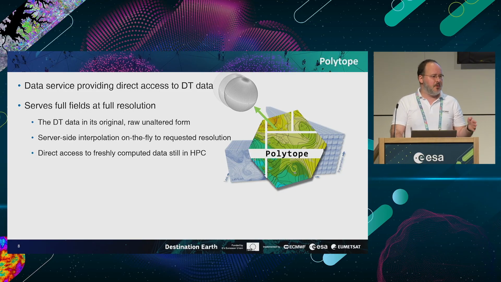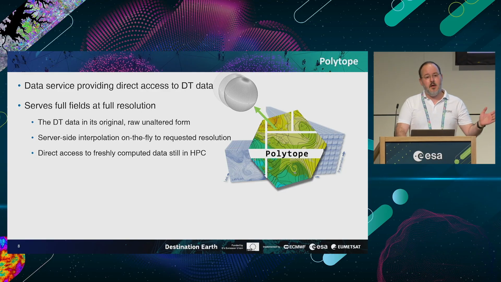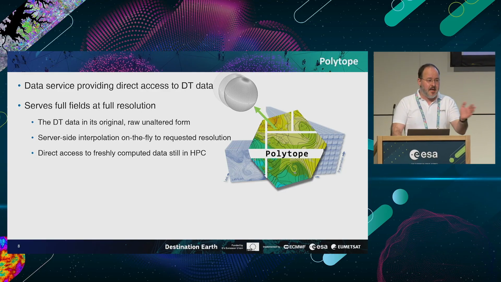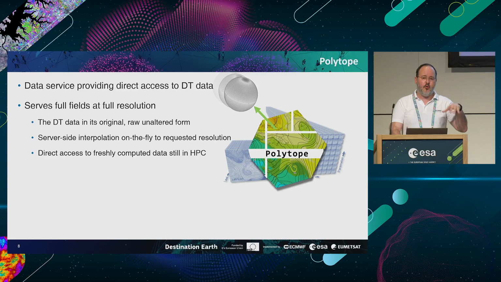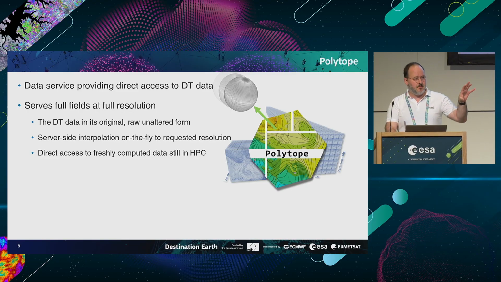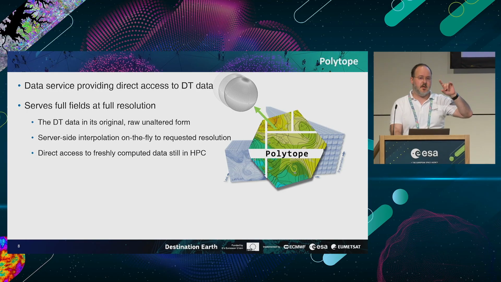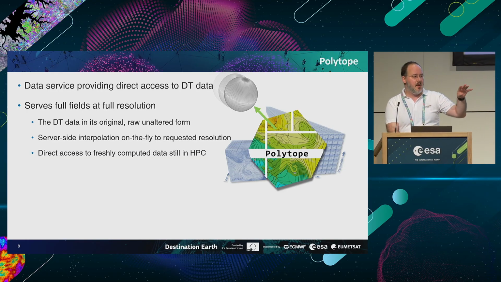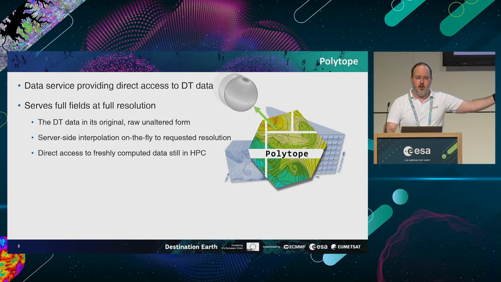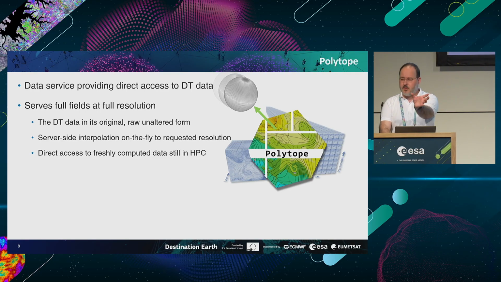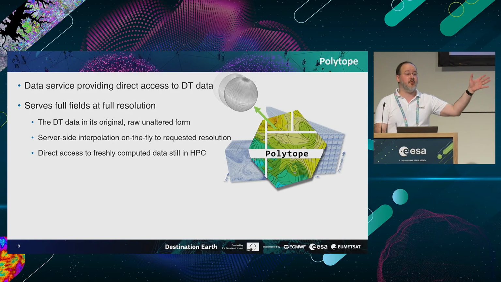Some things we can do is server-side interpolation. Maybe you're someone who does not have many resources to then process the data, or you can already do some data reduction directly on the server side before we send it to you. Another thing, which is still being worked on, is that we will soon allow direct access to data that is freshly computed on the HPC and hasn't yet been moved to the data bridges. If you go through Polytope, then you get that extra access. I believe with HDA too.